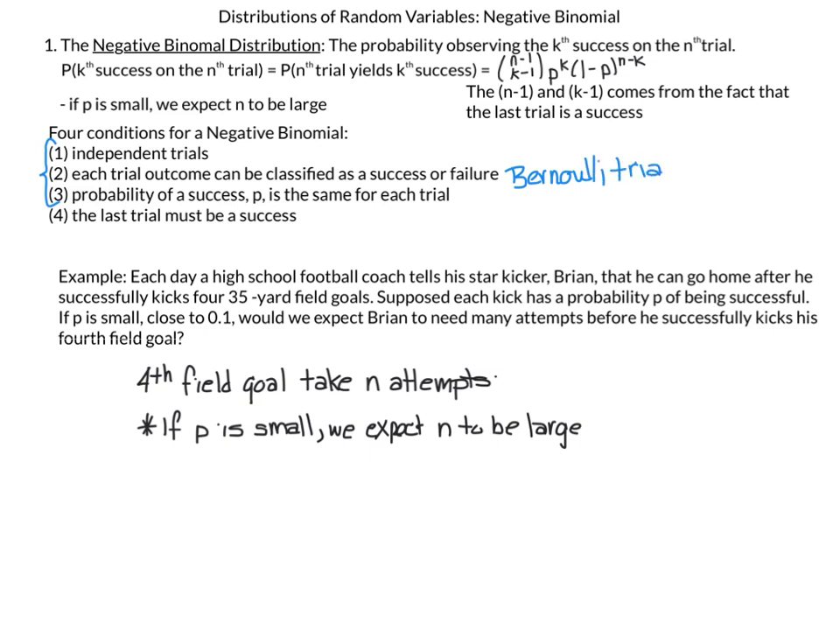So we're talking about Bernoulli trials, and then this last condition, the last trial must be a success, because that's the probability of observing k successes on exactly the nth trial. And again, in this problem, the k successes are the 4 successful field goals. And n, we're counting how many attempts he needs to take until he finally gets 4 field goals.